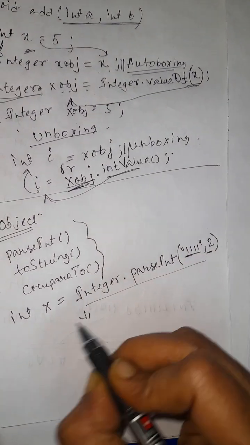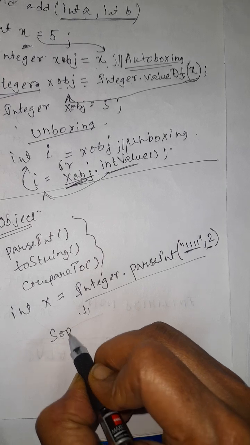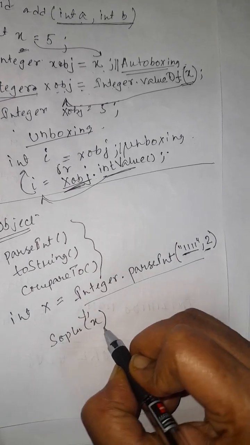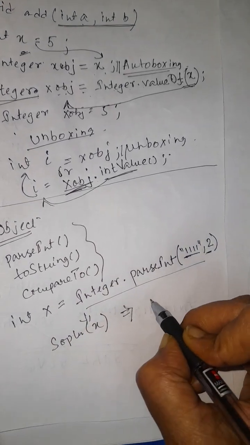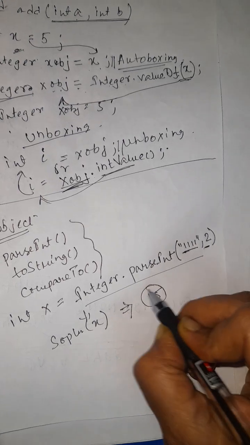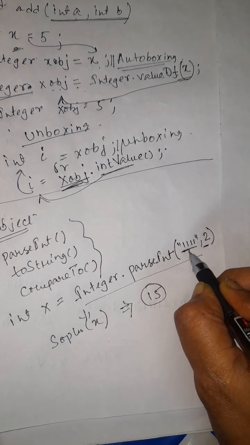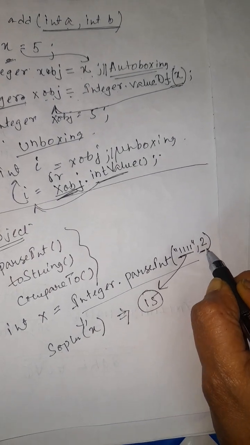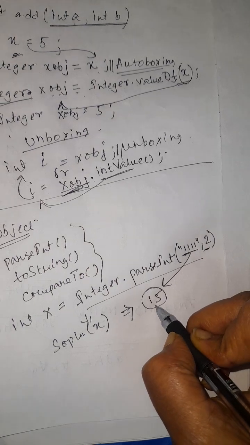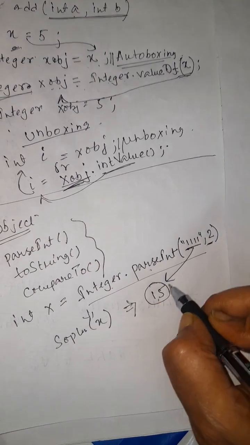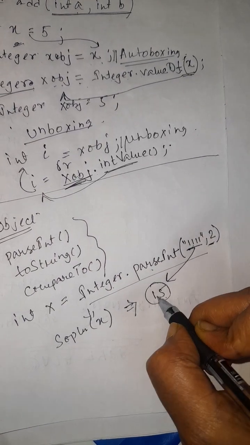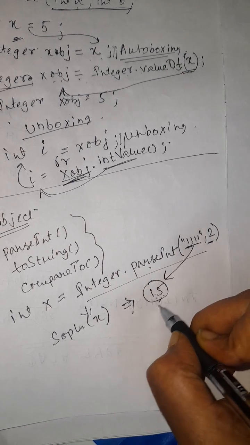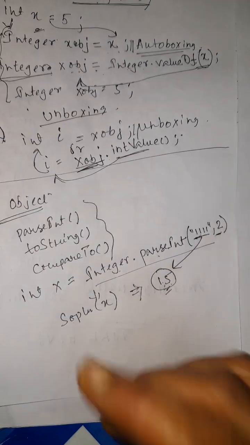So what will be the output if you want to print x, SOPLN x? The output will be 15. That means if you want to convert this value into a normal integer, the decimal value of 1111 is 15. Clear?